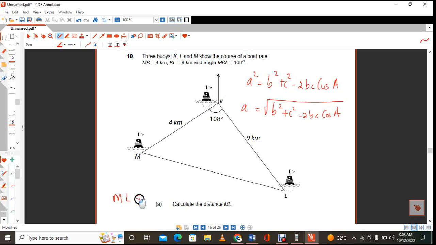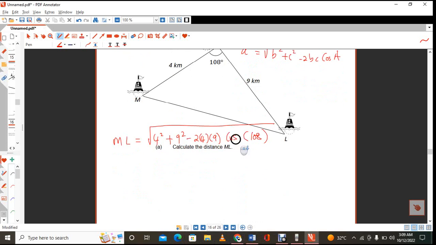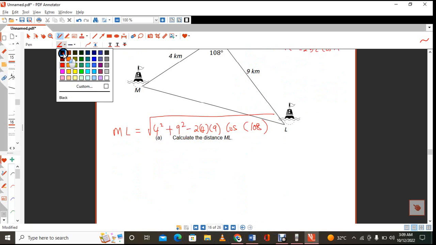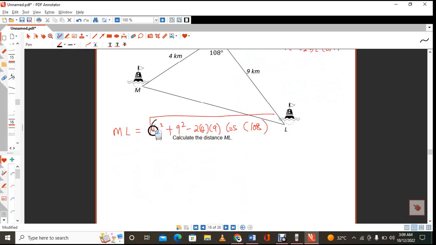I'm going to say ML is equal to, with everything in the square root, 4 squared plus 9 squared minus 2 times 4 times 9 times the cosine of 108 degrees. Now it's just a matter of using your calculator correctly. And by the way, if you are using the older types of calculators, it will always be wise to put brackets here and another bracket there.